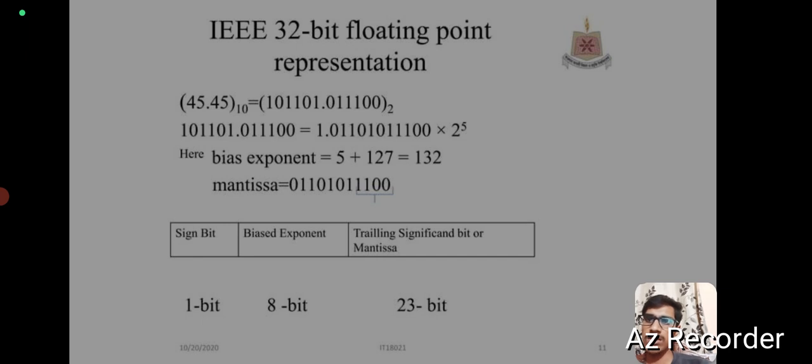And then take the biased exponent, that is E equals 5 plus 127. This is a formula where 5 is the power or exponent raised. Then the mantissa is the right side of the converted binary decimal.